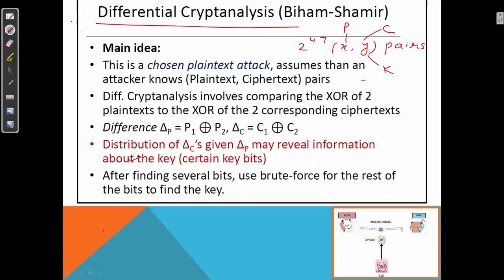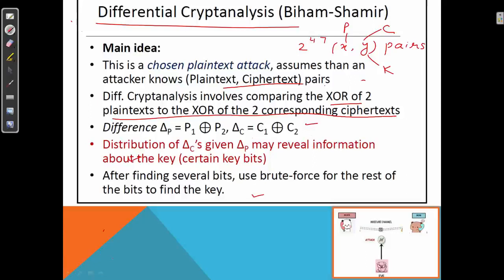This is a chosen plaintext attack. Assume that an attacker knows plaintext and ciphertext pairs. Differential cryptanalysis involves comparing the XOR of 2 plaintexts to the XOR of the 2 corresponding ciphertexts. The distribution of delta C's and delta P's may reveal information about certain key bits. After finding several bits, we can use a brute force attack to find the complete key.